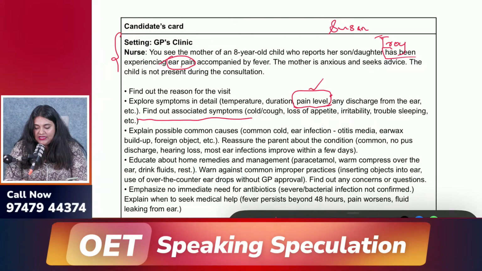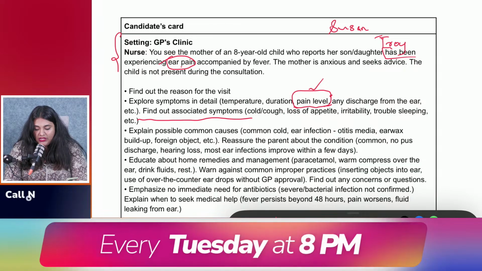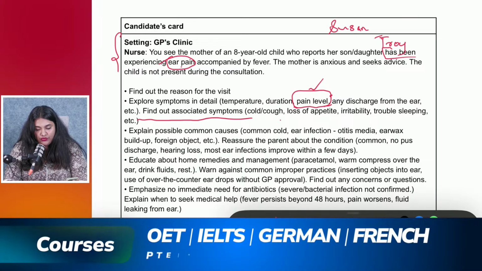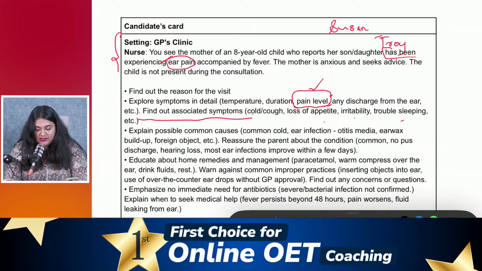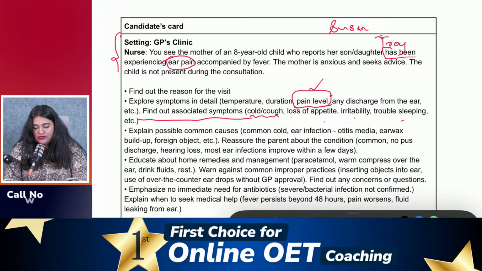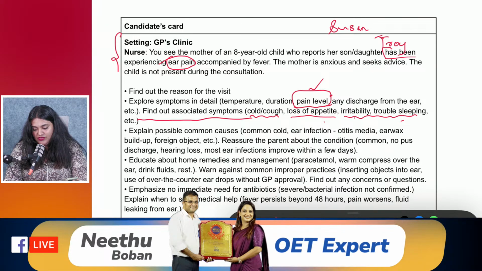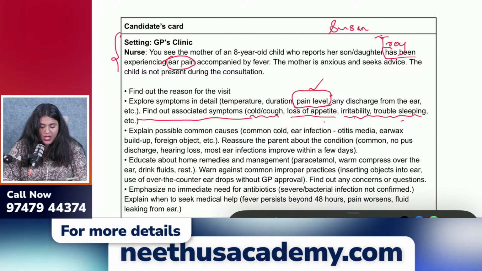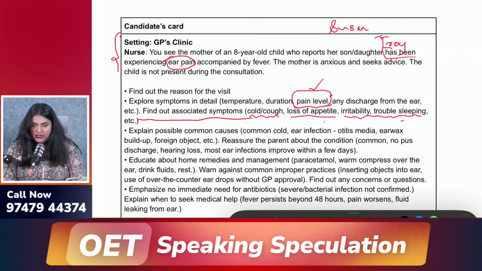Okay, now next is associated symptoms. I would like to know whether he has any other symptoms like cold or cough, loss of appetite, irritability, trouble sleeping. What you can do is ask cold and cough together, loss of appetite separately, irritability and trouble sleeping together, or however you want to mix and match, no problem at all. I just told you how it will be easier for you, but if you have another way of doing that together, that is also fine.